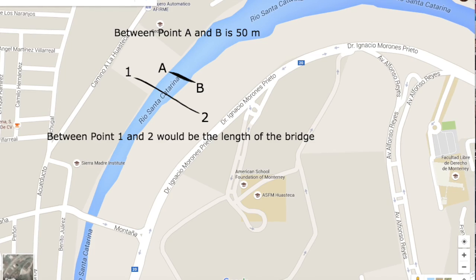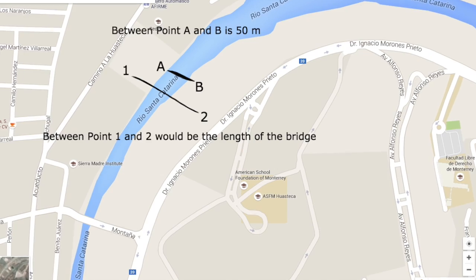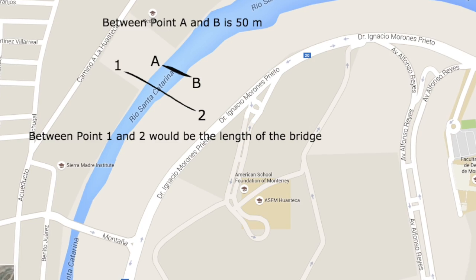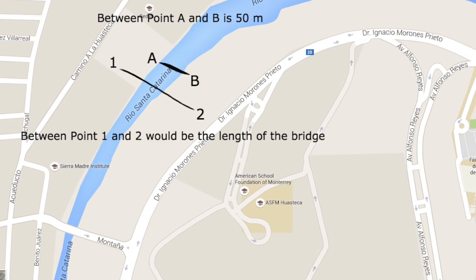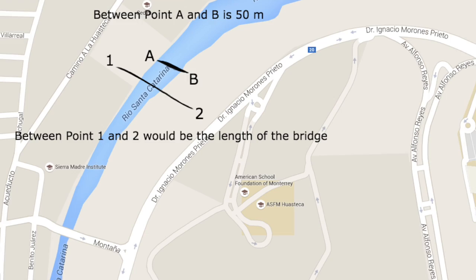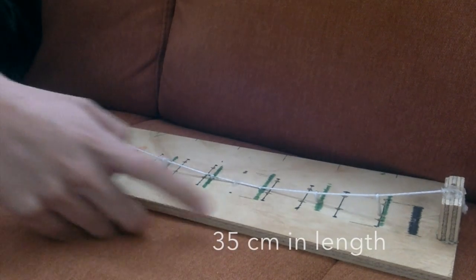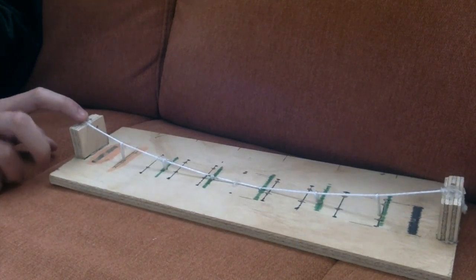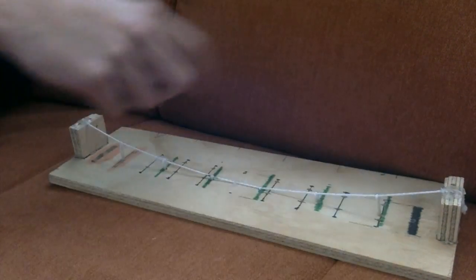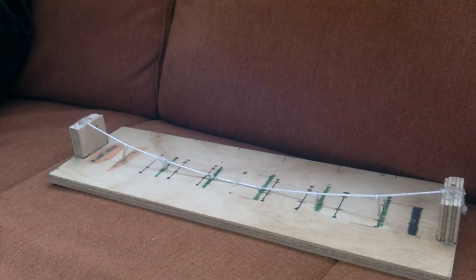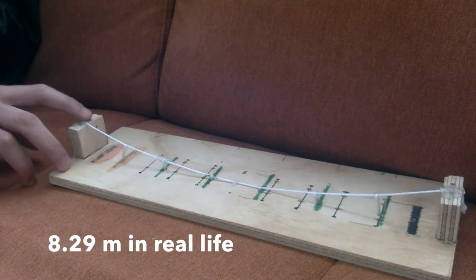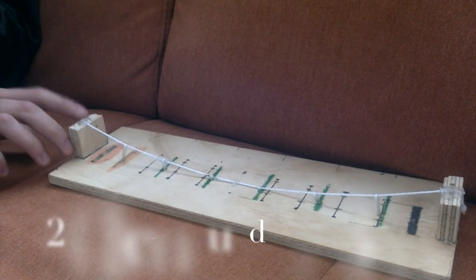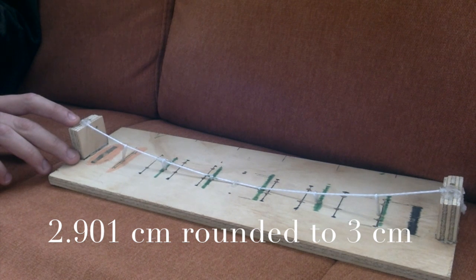Okay, this is our mathematical model. The dimensions of the actual bridge, if it were going to be real, is 100 meters from one side of the Santa Catarina River to the other. But on the model, it's 35 centimeters. If the bridge was real, the two towers, one on each side of the river, would be 8.29 meters tall. But on this model, they were 2.901 centimeters, but we rounded it up to 3.